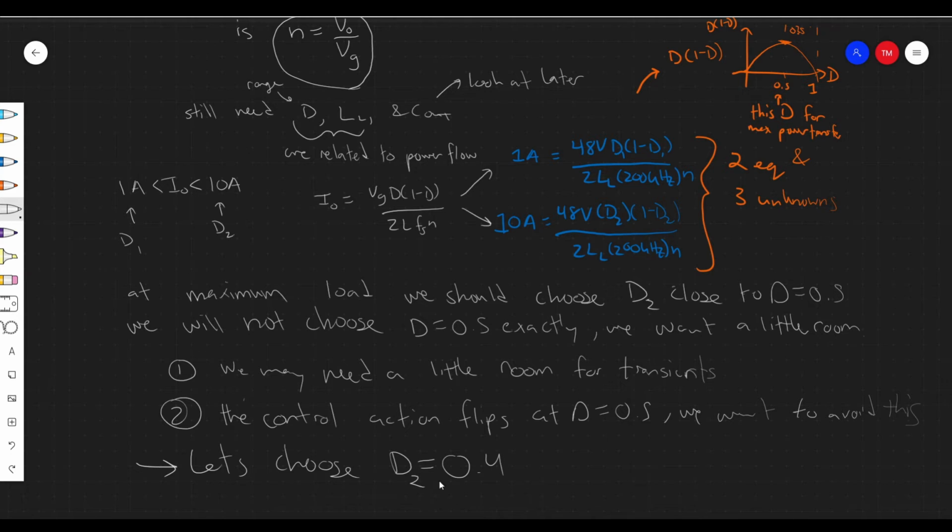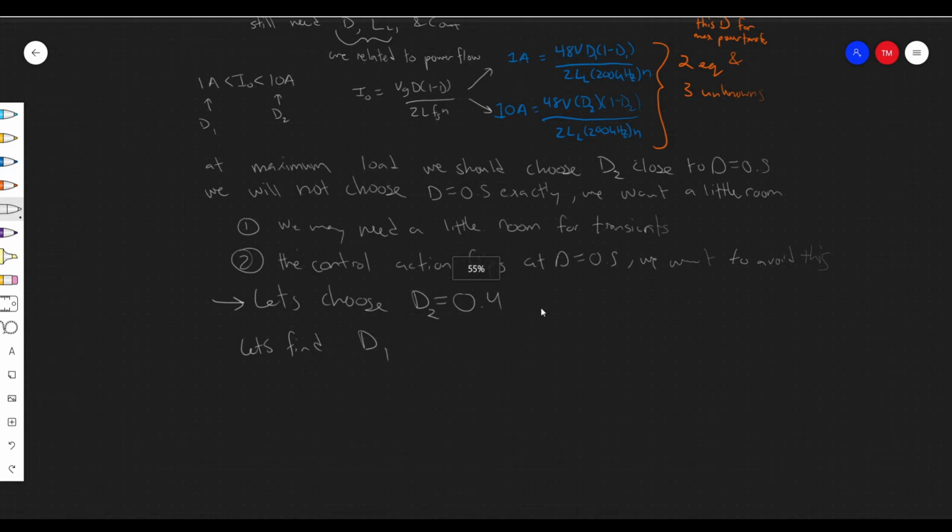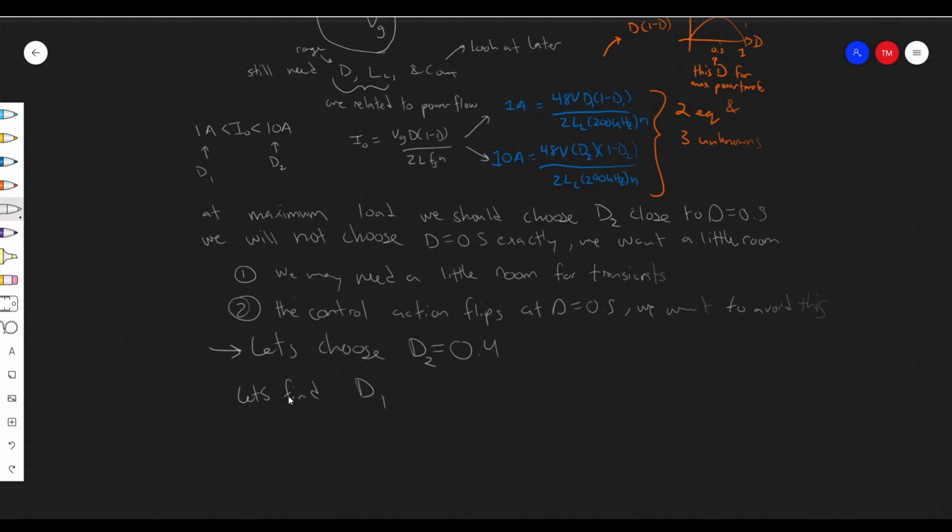So D2. At maximum power transfer, when we're sending our maximum current, we're going to set our phase shift, or our D2, to be 0.4. So we've eliminated one of these unknowns. We know that the peak D is going to be 0.4, and now let's find the minimum D. This is actually pretty simple to do. We have 2 equations and 2 unknowns, right? We can pretty much just divide these 2 things to cancel everything out.